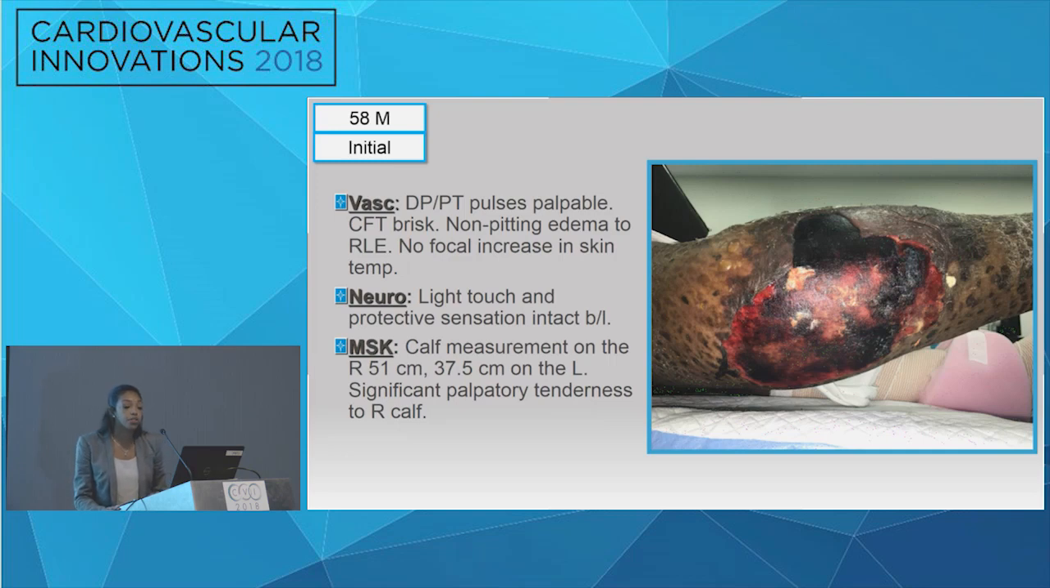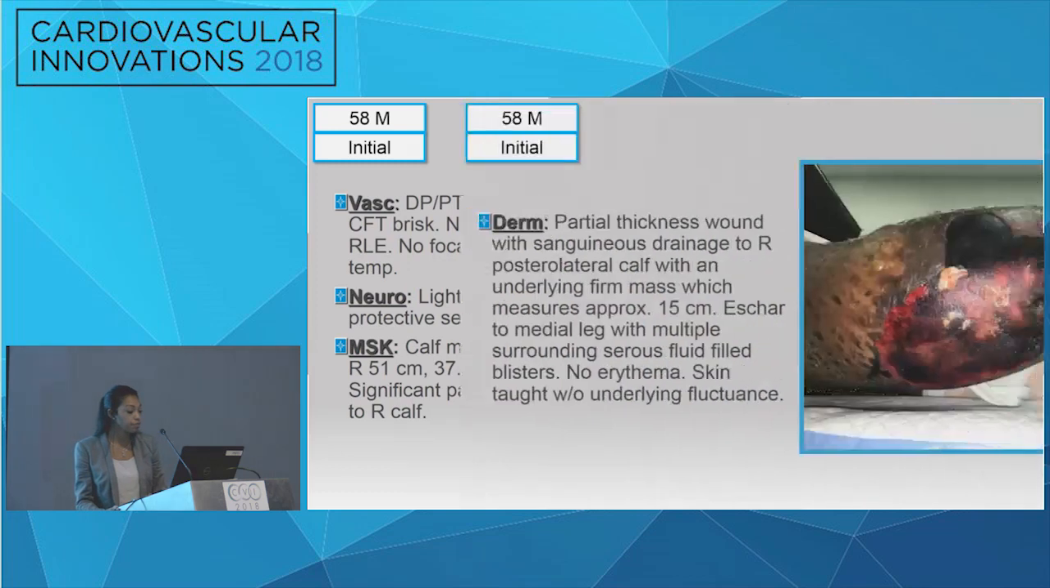On physical examination, he was neurovascularly intact. He did have significant non-pitting edema appreciated in the right lower extremity. There were no focal increases in skin temperature noted, and he didn't have any clinical signs of infection. But as you can note in these photos, he did have a significant difference between his calf size. His right limb was 51 centimeters compared to the left calf, which was 37.5 centimeters. And he did have significant palpatory tenderness on the right.